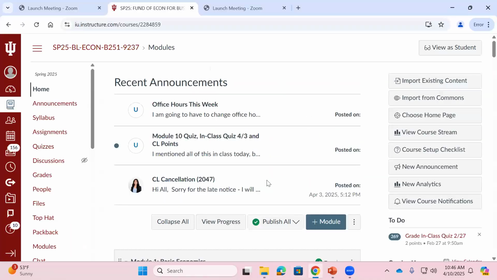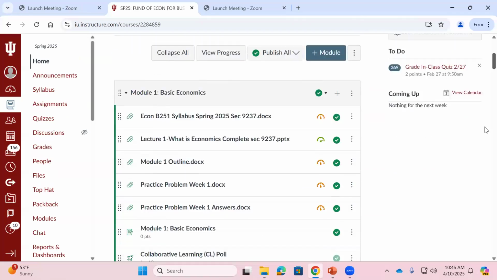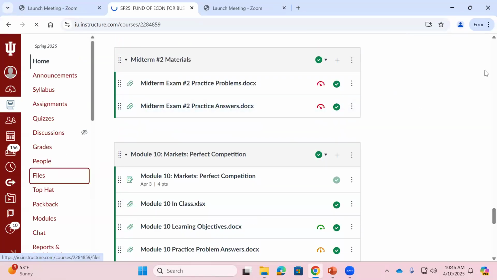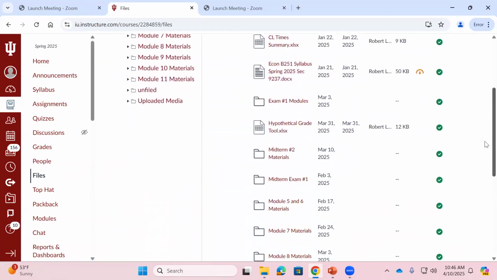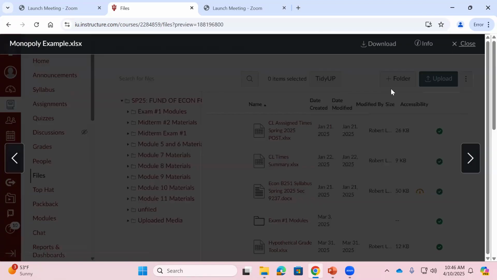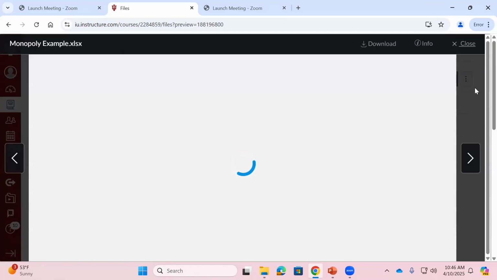Another thing that I did, and I will post this video tomorrow. So we are a healthy bunch today. So we go to the files tab. I put up this monopoly example and it's an Excel file. Okay. I will try to at some point tomorrow.